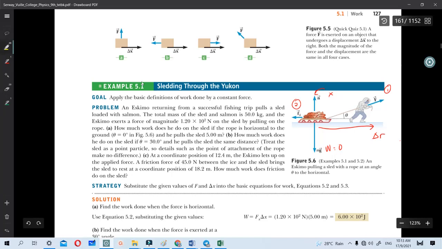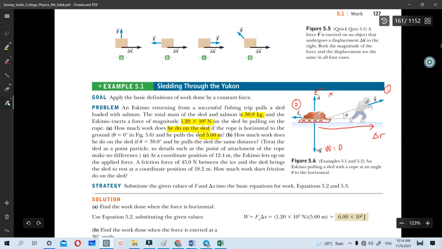An Eskimo returning from a successful fishing trip pulls a sled loaded with salmon. Total is 50 kilogram, and the Eskimo exerts a force of 120 Newton by pulling on the rope. Now, how much work does he do on the sled? On the sled. So the object or system is the sled. Okay, he is the environment. If the rope is horizontal to the ground, and he pulls a distance of 5 meter.